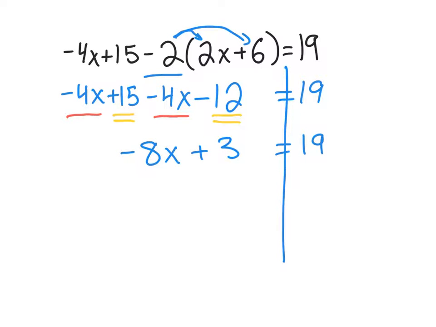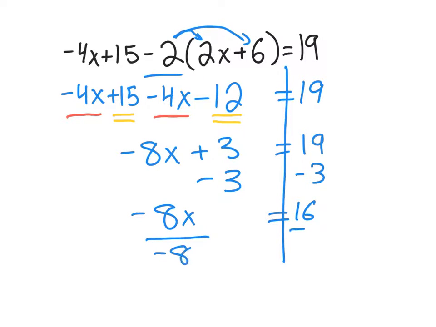Now we need to get rid of this 3 and then get rid of this 8. So we're going to do -3 to each side. So we're left with -8x equals 16. And then we're going to divide by -8 to give us x equals -2.